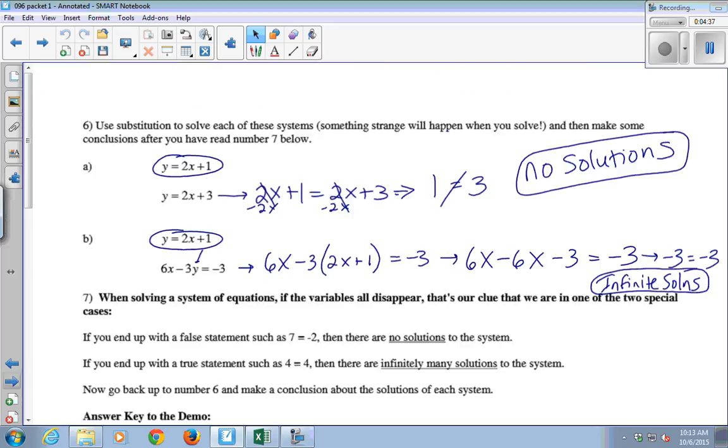And then we had a couple of special cases. Sometimes if you try to do substitution or elimination, if you end up with a crazy thing that's not true, like you end up with 1 equals 3, that means there are no solutions. If you try to do one of those methods, substitution or elimination, and all your variables cancel, but you end up with a true statement, like -3 equals -3, that means there are infinite solutions.